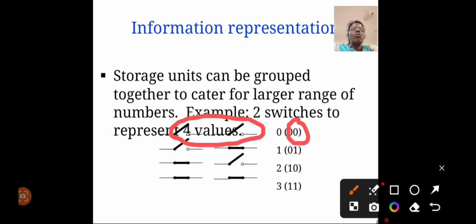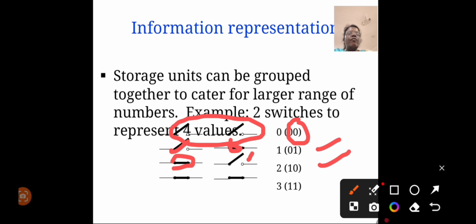This 0, 0 is equivalent to digit 0 in decimal. In the same way, if the first switch is open and the second switch is closed, that condition will be 0, 1 in binary and the corresponding decimal number is 1. For the third condition, the first switch is closed and the second switch is open, so the binary information will be 1, 0, because the closed condition, on state, is logic 1 and off state is logic 0. So 1, 0 is equivalent to decimal digit 2.